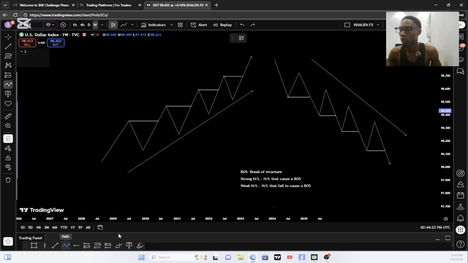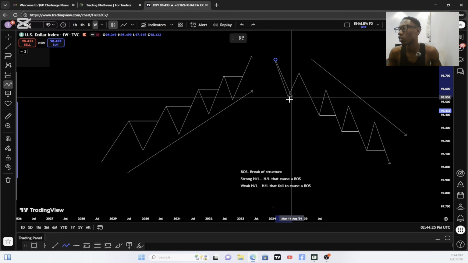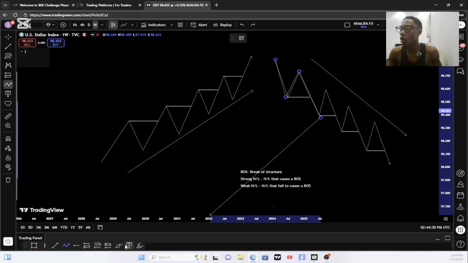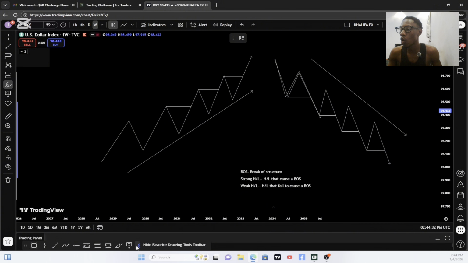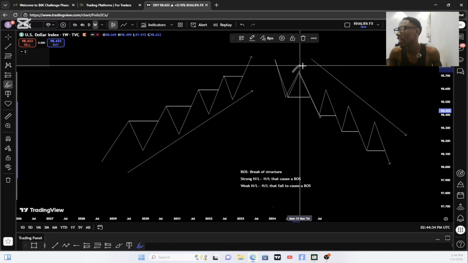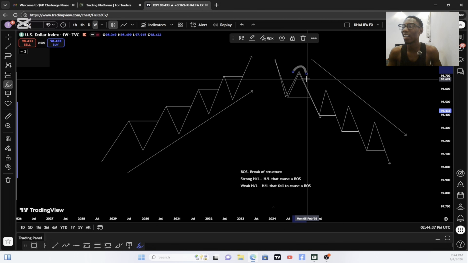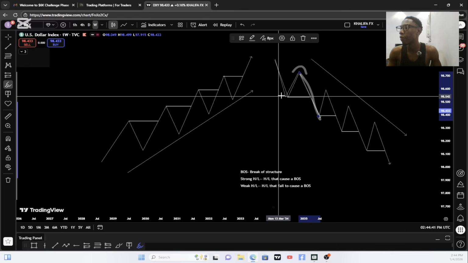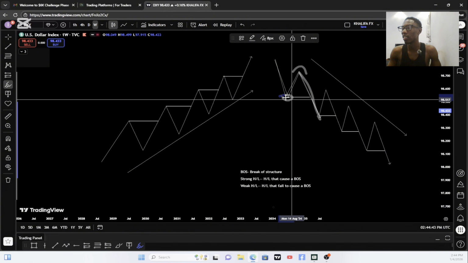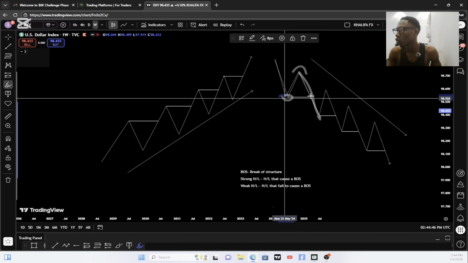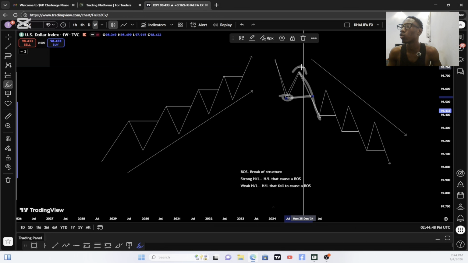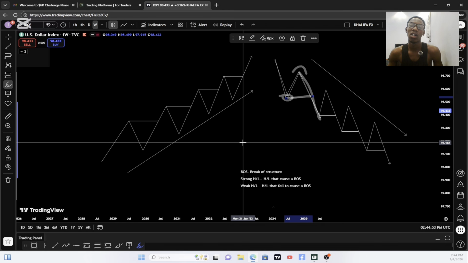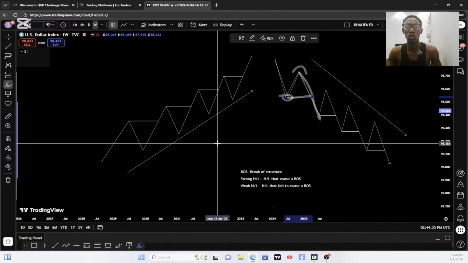For example, in this bearish market, price is making a series of lower lows and lower highs. So before we can call this high here a strong high, that means that this high here has gone on and broken a low, as you can see here, and this high actually broke this low. So this high is a strong high, right?